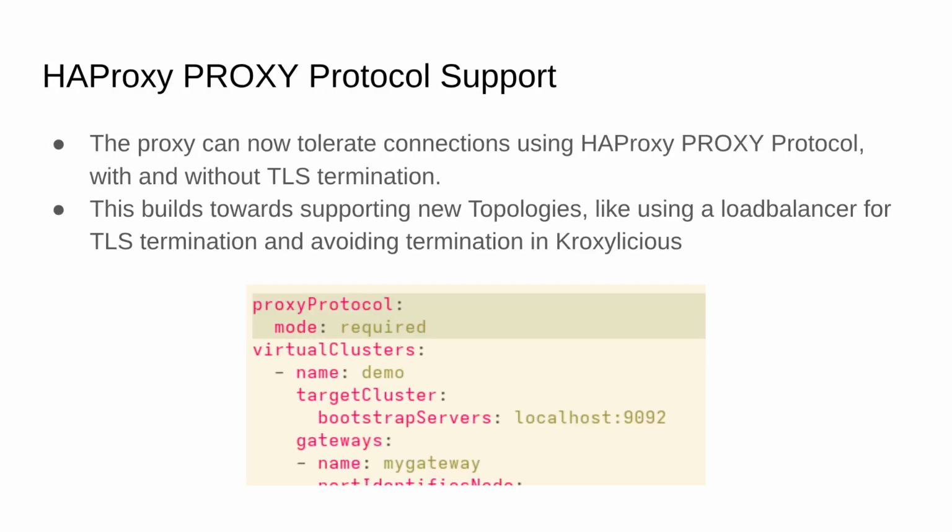Another new feature that's been added is HAProxy proxy protocol support. The proxy can now tolerate connections which use HAProxy proxy protocol with and without the proxy terminating TLS. This is building towards supporting new topologies, like using a load balancer for your TLS termination and avoiding that termination in Kroxylicious, and making the information from the proxy protocol available so that we know more about the client identity at the proxy.